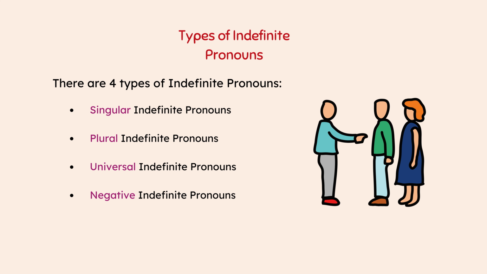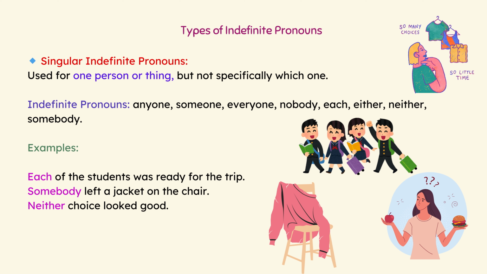Let us learn about singular indefinite pronouns. These pronouns are used for one person or thing, but without saying exactly which one. Some common singular indefinite pronouns are anyone, someone, everyone, nobody, each, either, neither, and somebody. Now let us see the examples.